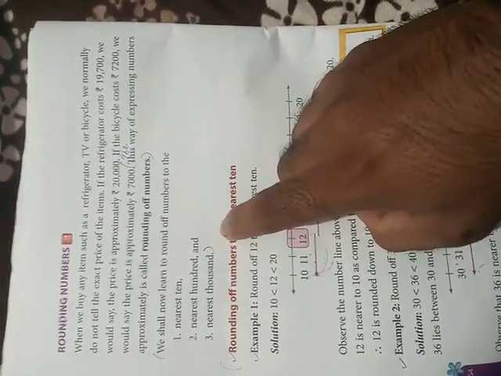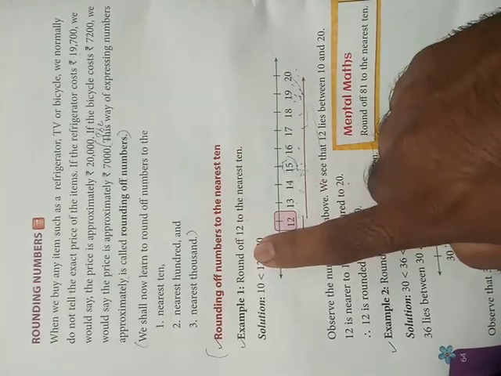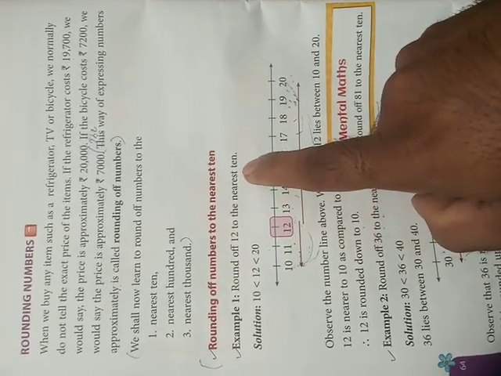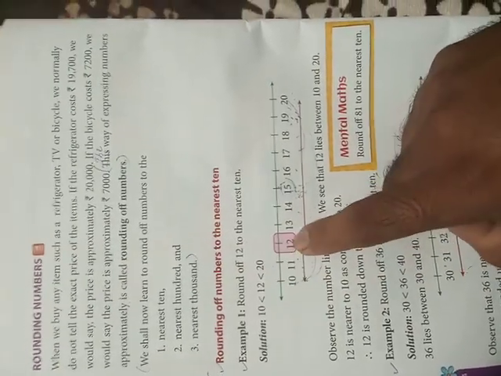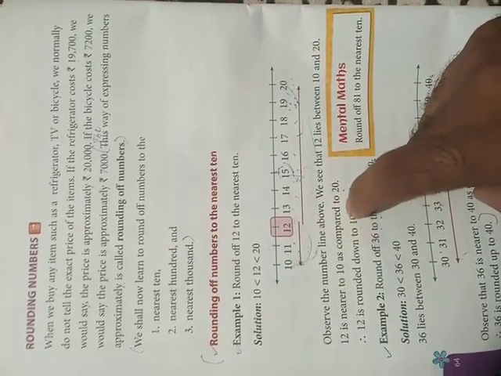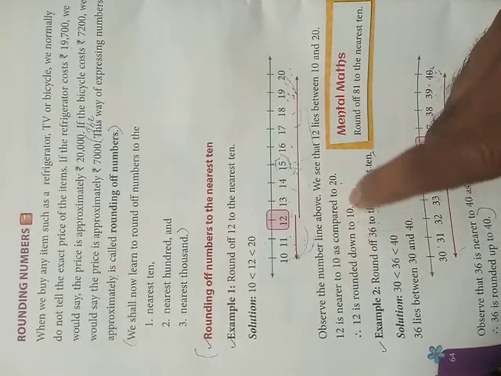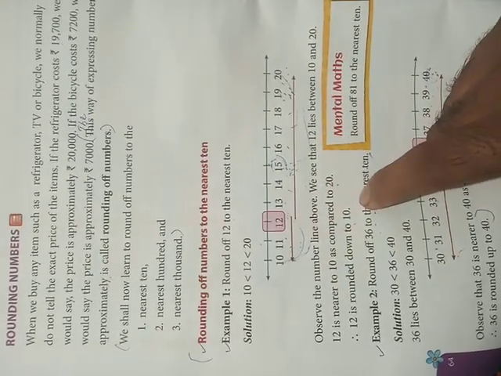Okay, after this one you have to write this. Okay, straight you have to write. Then after that write this heading, rounding of numbers to the nearest 10. Then write example 1, round 12 to the nearest 10. Then write this and also draw this number line. Then write this, observe the number line above. We see that 12 lies between 10 and 20. Then write this, and also write 12 is rounded down to 10.